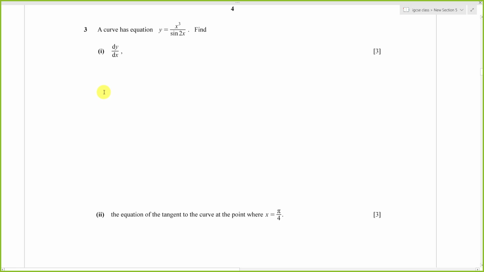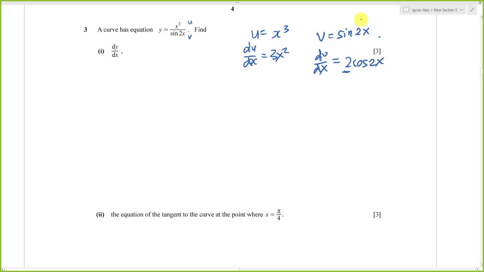Right, then a curve has equation y equals x cubed over sine 2x, and then find dy dx. So obviously this one is a quotient rule, so you should know top is u, bottom is v. So your u will be x cubed and your v will be sine 2x. So over here, you will do du dx, which is 3x squared, and then you will do dv dx. Differentiating sine will give you cos. Alright, so it's 2 cos 2x. You get this 2 because differentiating 2x will give you a 2, so you move it to the front.